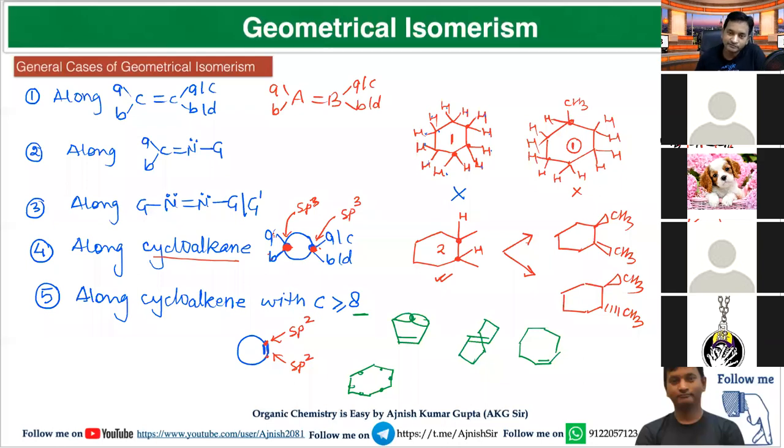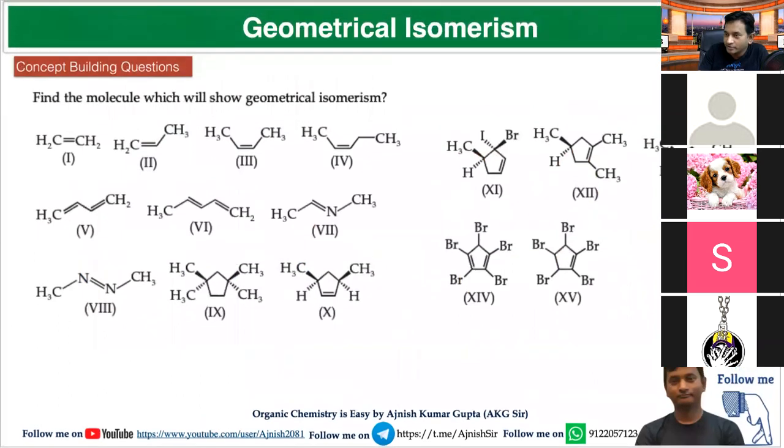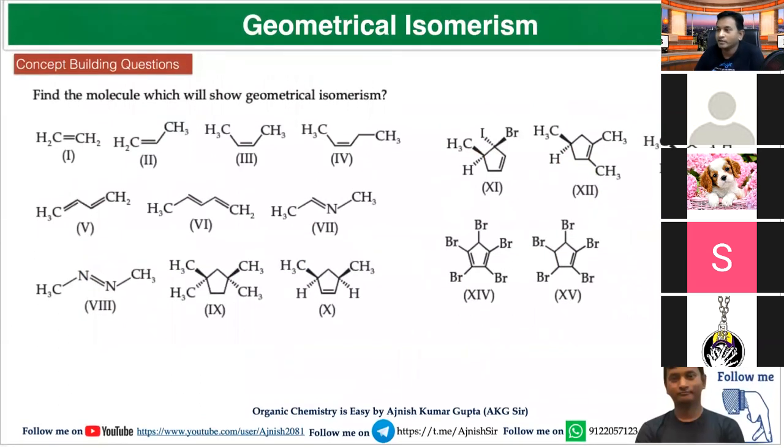Can you do that? Yes, sir. Okay, I'm taking some examples. Try to solve this. Write on your notebook too and try to find whether a molecule will show GI or not. Find the molecule which will show geometrical isomerism. Try to solve whether the molecule will show geometrical isomerism or not.